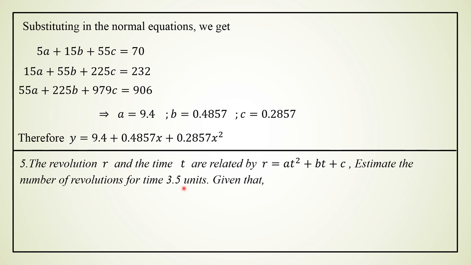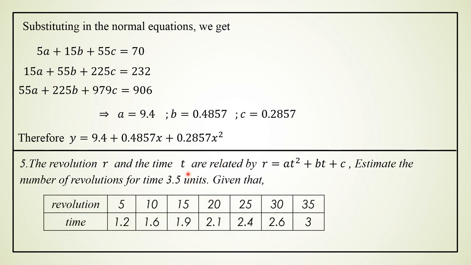Next problem. The revolution r and the time t are related by r is equal to at square plus bt plus c. Estimate the number of revolutions for time 3.5 units, given the revolution and time: for the revolution 5 the time is 1.2 units, for 10 it is 1.6 units, for 15 it is 1.9 units, and for 20 it is 2.1 units, and so on up to for 35 it is 3 units.